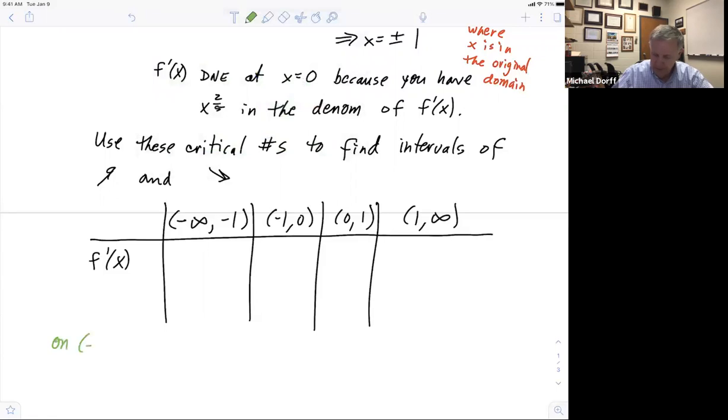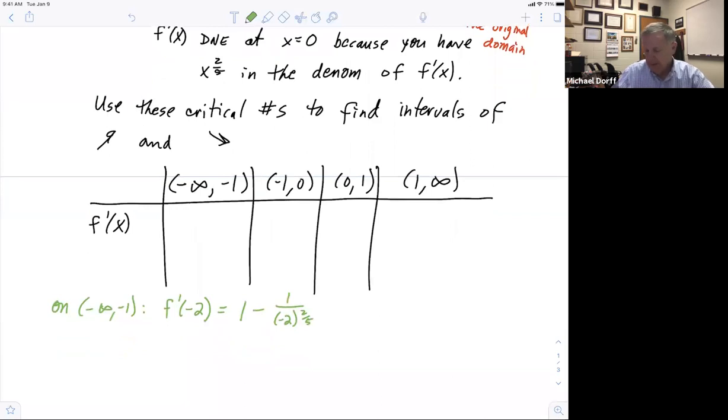So on -infinity to -1, I'm going to take a number inside that interval. I'm going to look at -2. So this is going to give me 1 minus 1 over -2 to the 2/5. Well, what is -2 to the 2/5? Note, -2 to the 2/5 equals -2 squared all to the 1/5, which is 4 to the 1/5, which is about 1.3.